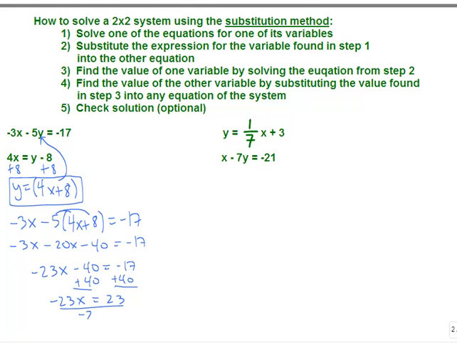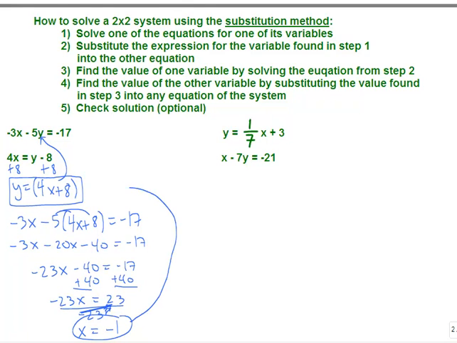So if I divide both sides by negative 23, I get x equals negative 1. Put a circle around that. Now that is part of our answer. Remember, when you're giving a solution to a system, it has two parts. It has an x and it has a y. So we just found out what x was. We now need to find out what y is.